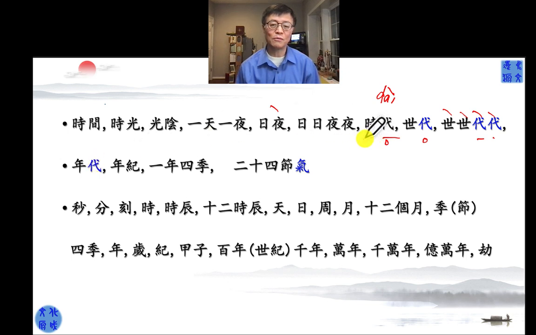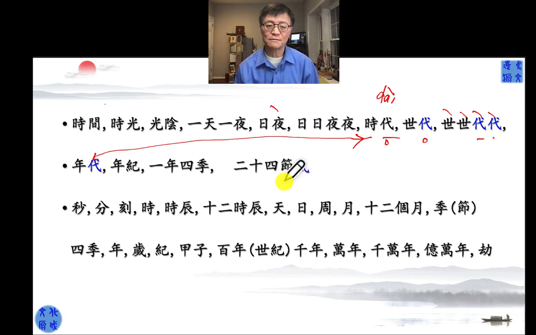年代, another way to say time, times, is almost equal to 时代。年纪 means how old. 年纪, ji, original meaning is 12 years, right? Remember, 年纪。Now, 1 year has 4 seasons. 一年四季 is another way to say 1 year. And another way to say 1 year is that in 1 year there are 24 sections called 节气。气, C-H-I. I think we were exposed to this before, just didn't require it, right? 节 we learned this. 二十四节气. So 1 year is divided into 4 seasons and 24 节气. So all different ways to say 1 year.